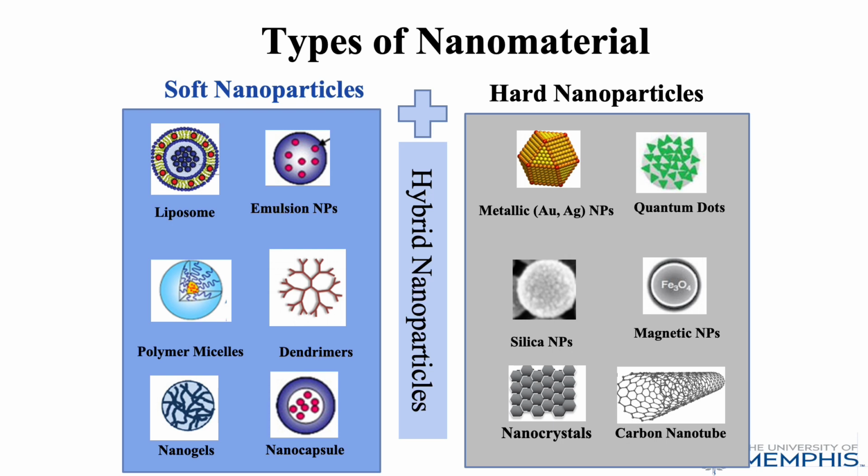And then on the right side, you have metallic particles. These are hard particles, like gold nanoparticle, silver nanoparticle, quantum dots, silicon nanoparticle, magnetic nanoparticle, carbon nanotube, and then you can have a hybrid of any of these. So nanomaterial can encompass all kinds of material from soft to hard, and both worlds can be combined together.